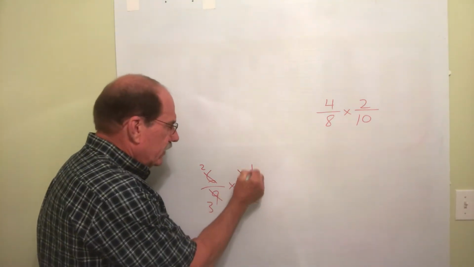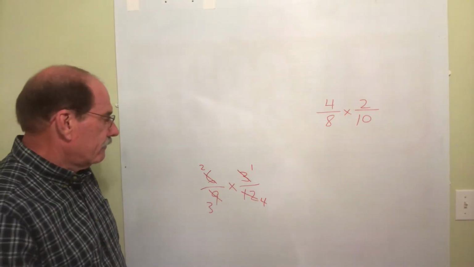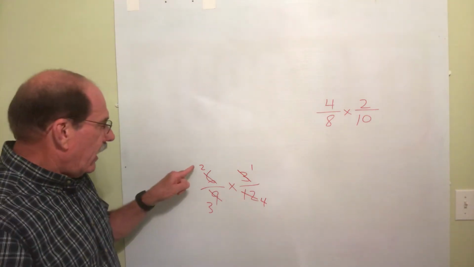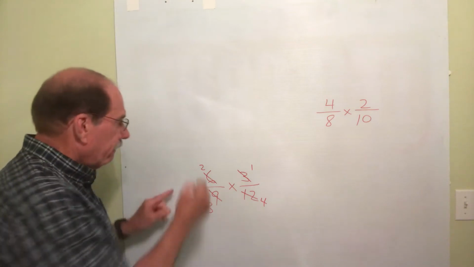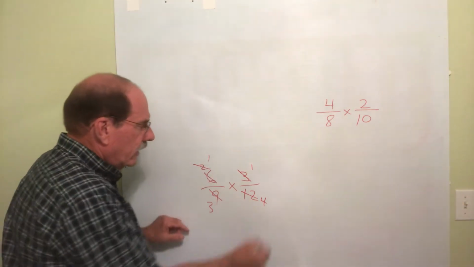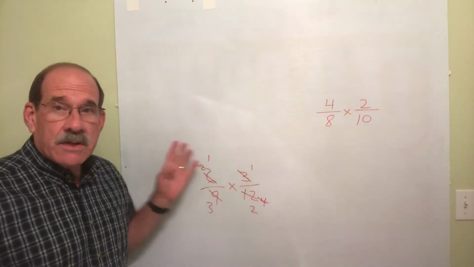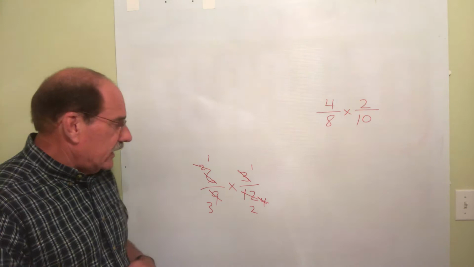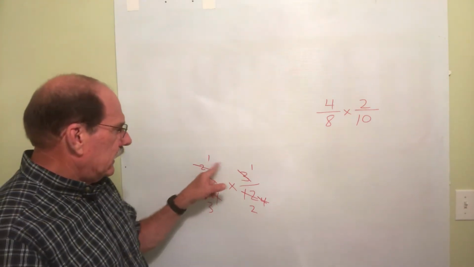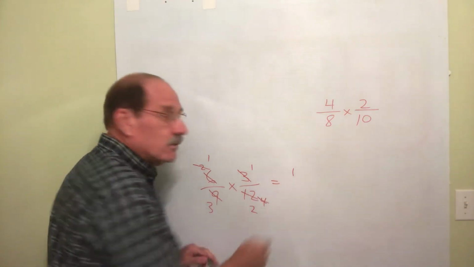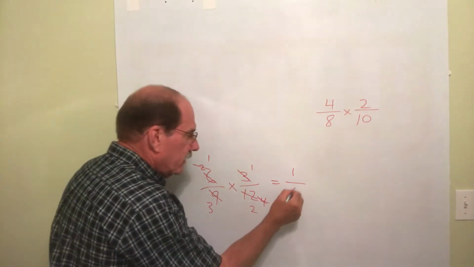3 divided by 3 is 1. 12 divided by 3 is 4. But look at here. Oh, wow. Now, there's a 2 here and a 4 there. I can divide both of those by 2. 2 divided by 2 is 1. 4 divided by 2 is 2. Nothing else on top can divide by anything else on the bottom. So now, only now, let's multiply. What's on top? 1 times 1 is 1. 3 times 2 is 6.